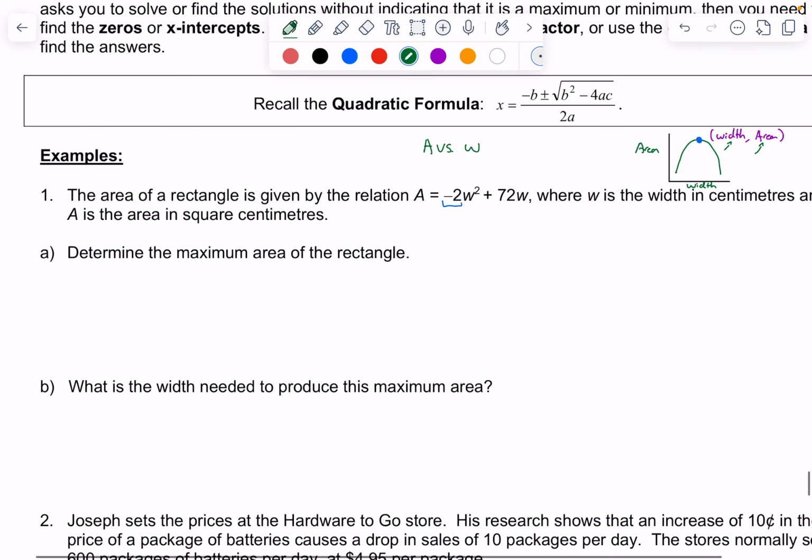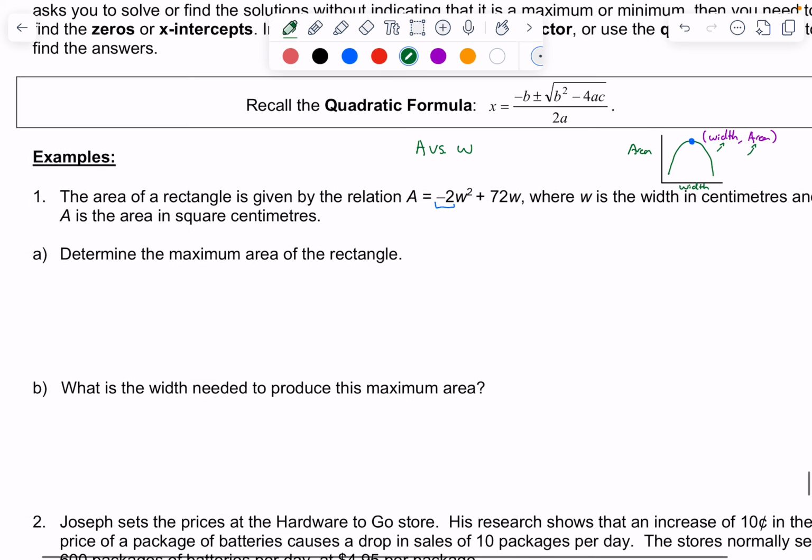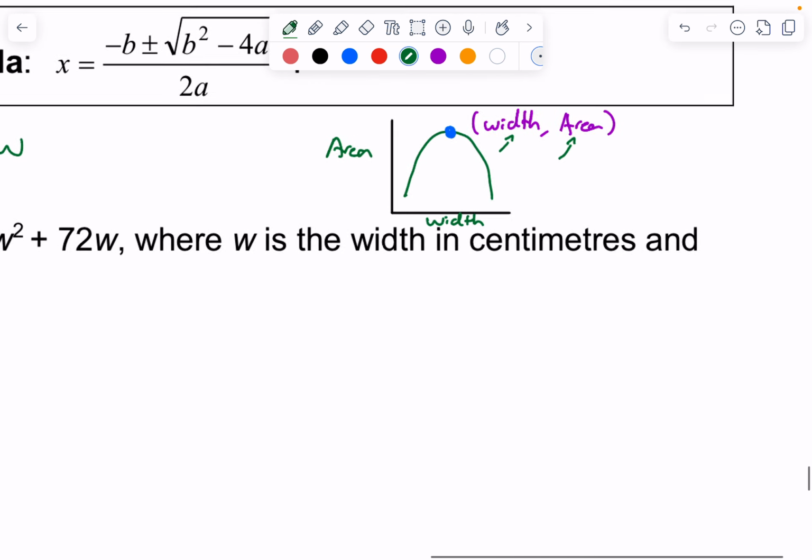So in this first problem here, it's asking us to determine the max area of the rectangle. So what is that looking for? It's looking for the k value, the k coordinate of the vertex.